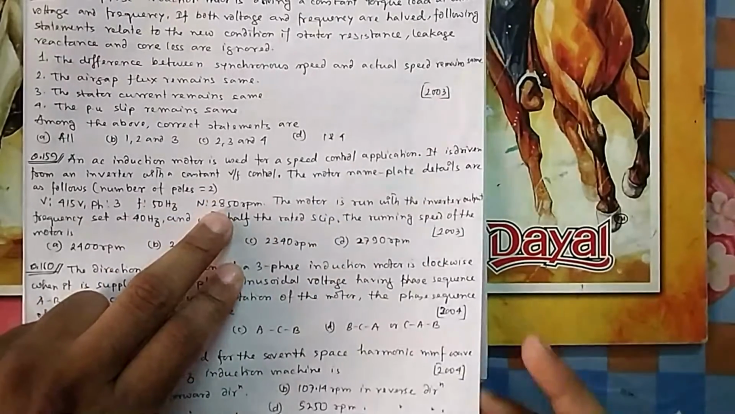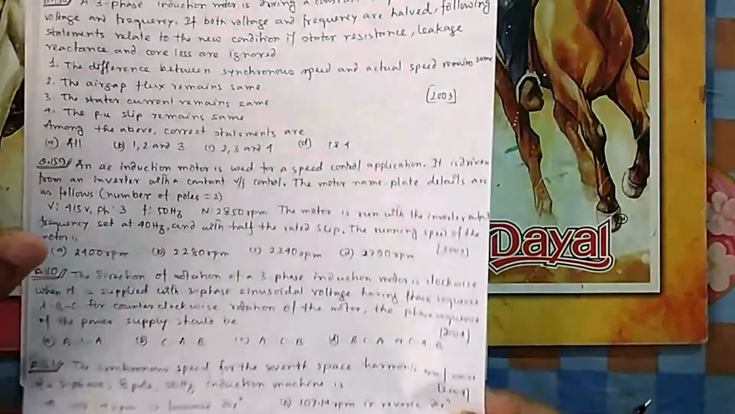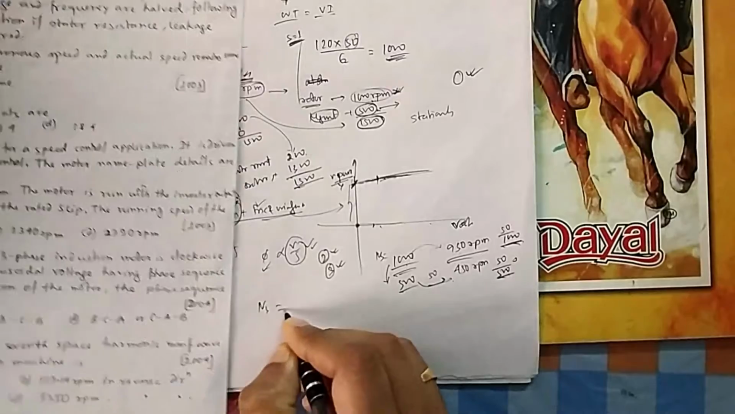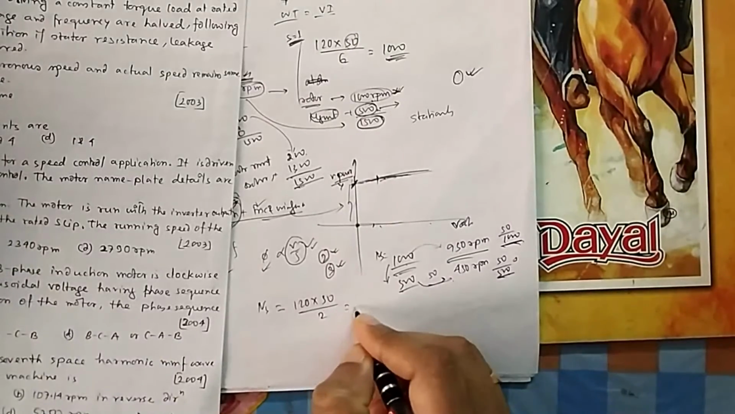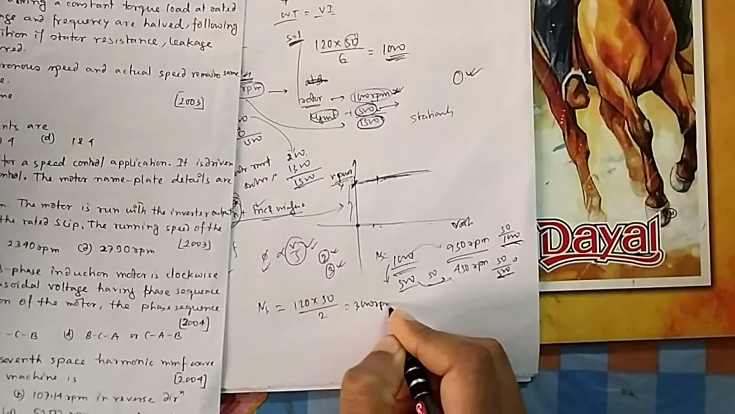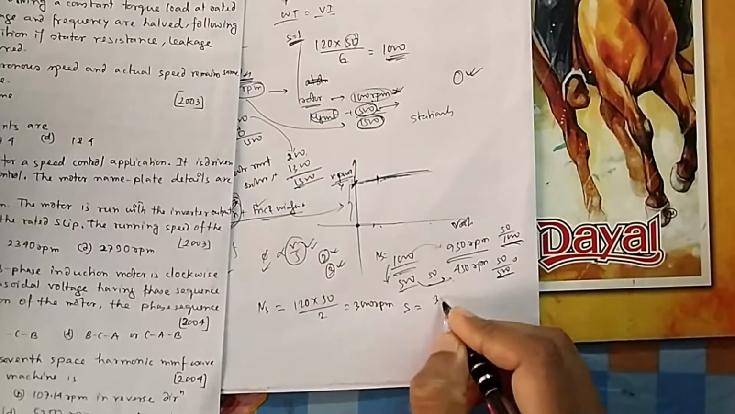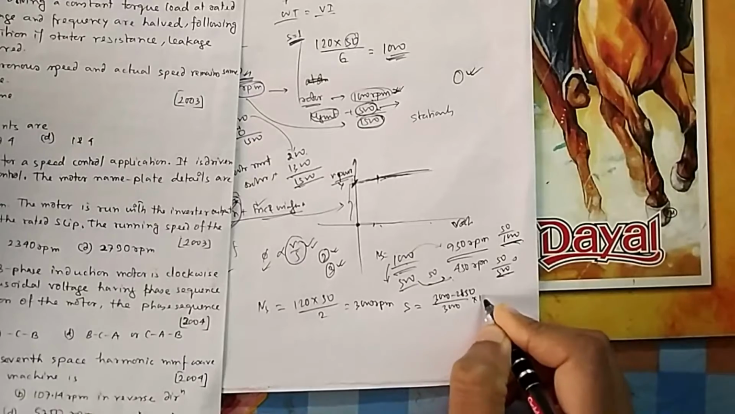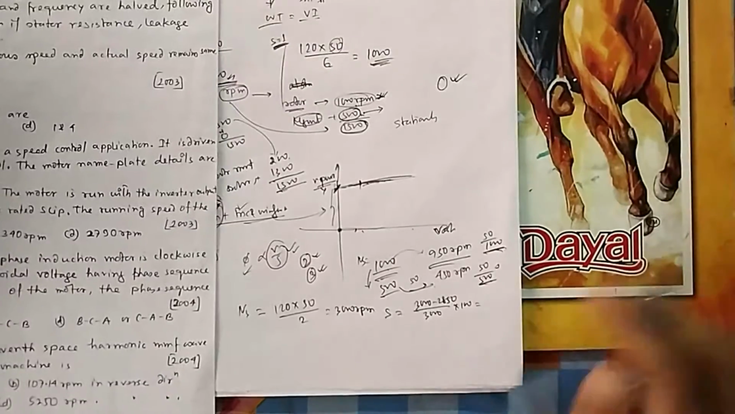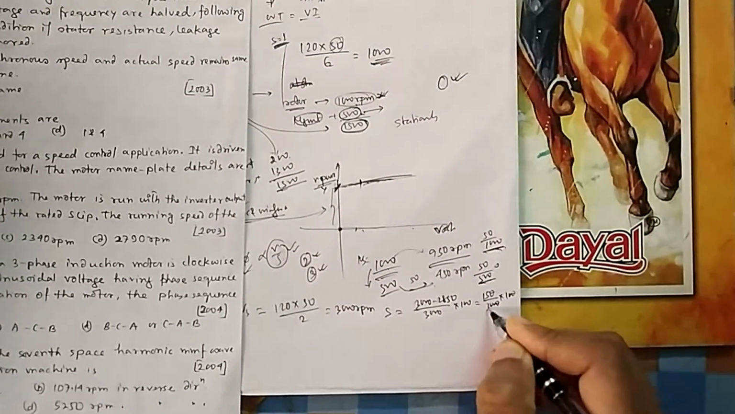Let me calculate, because they have given 2850. I can calculate NS also. So what is my NS? NS is 120 into F, which is 50, by pole, which is 2. So it is 3000 rpm. So what is the rated slip? It is 3000 minus 2850 divided by 3000 into 100 in terms of percentage. So it is 150 by 3000, so it is 5%.